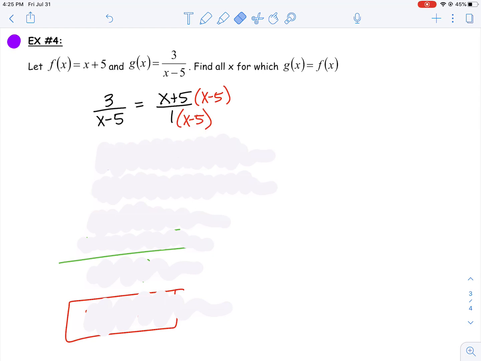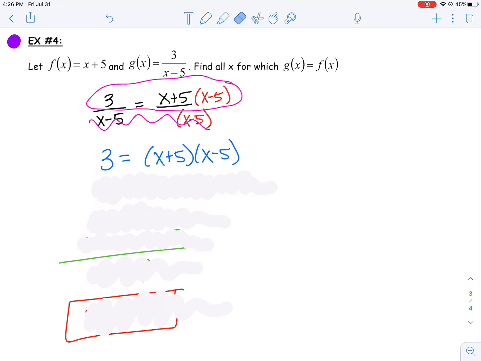As soon as my denominators are the same, I have an x minus 5 in both of them, then my numerators should be equal as well, right? So all I have to do is worry about my numerators and I can solve for x, as long as x isn't going to give me a 0 in that denominator. So we need to worry about what? x equals 5? Okay.